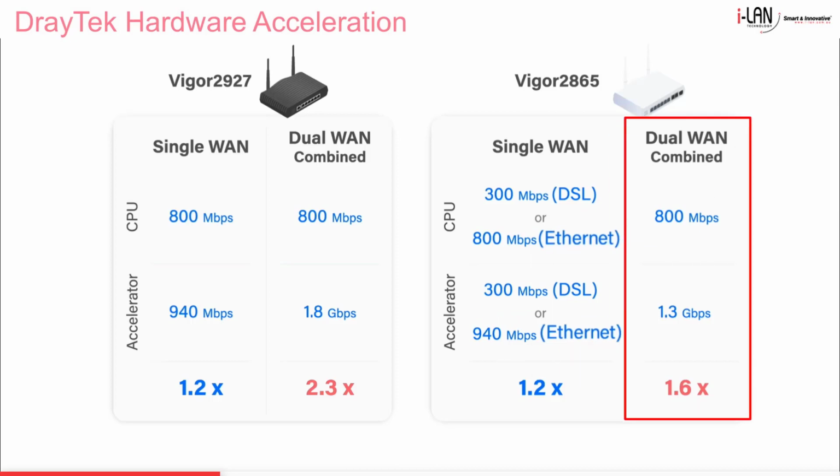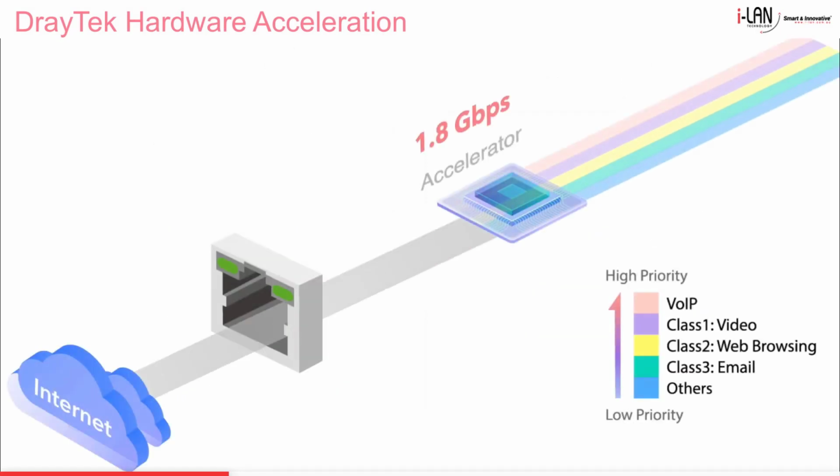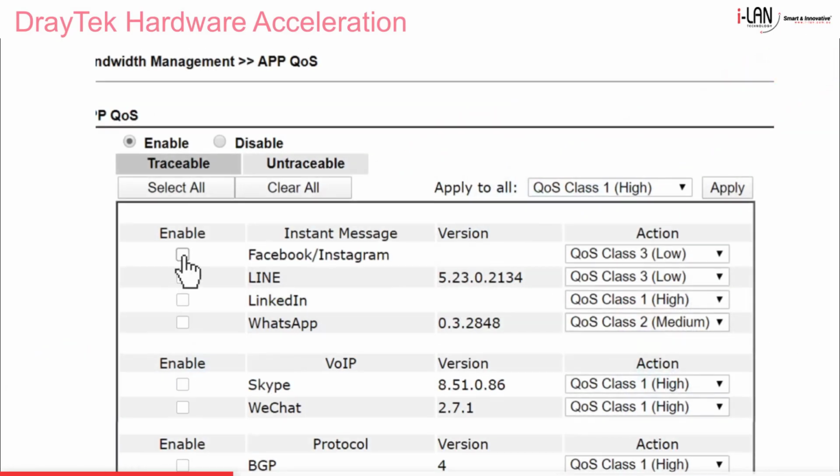When combined with the DSL port, we get up to 1.6 times improvement in WAN throughput when compared to CPU-only mode. Another improvement in the latest firmware is hardware quality of service. By default, VoIP traffic always has the highest priority when processing data packets. With a few clicks, your business-critical applications will be prioritized.